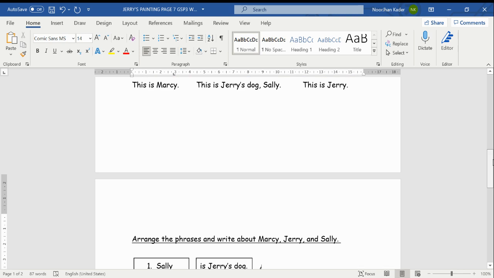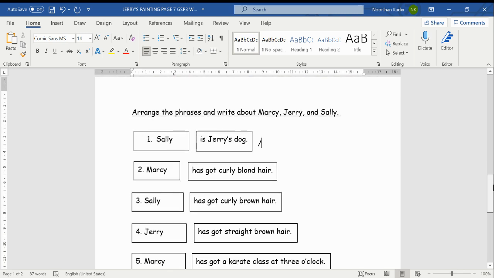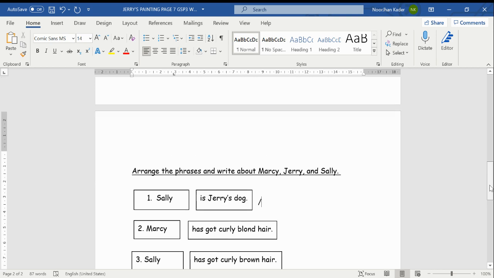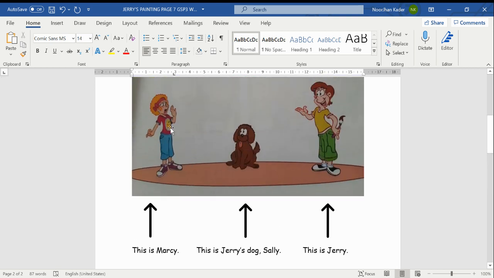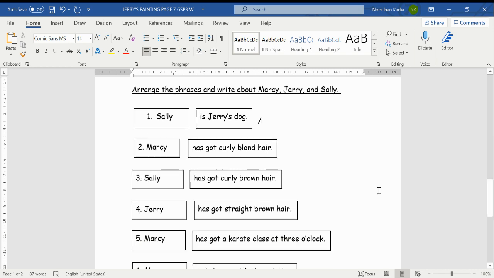Marcy has got curly blonde hair. Let's check whether she has blonde hair. Yes, she has got blonde hair. You don't say she has got yellow hair. In the earlier lessons I've already highlighted to you that you shouldn't say yellow hair. Hair color is blonde, not yellow. So let's see whether the sentence is correct. Marcy has got curly blonde hair. Correct.